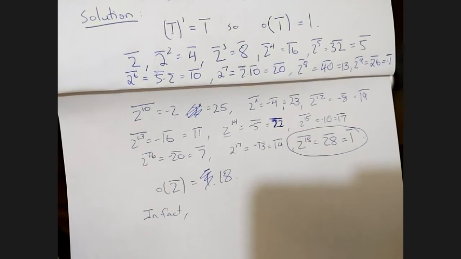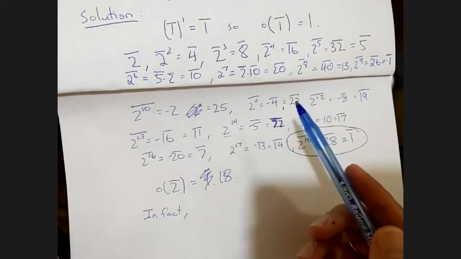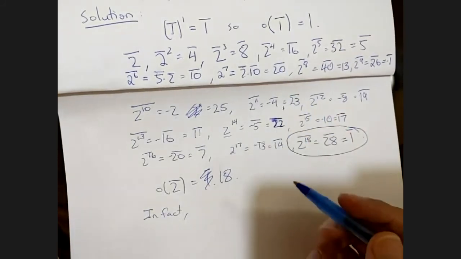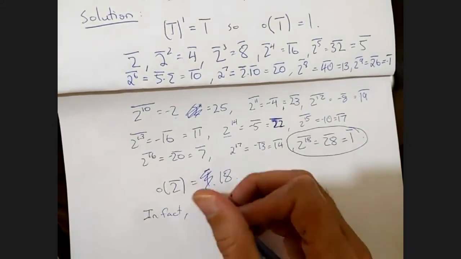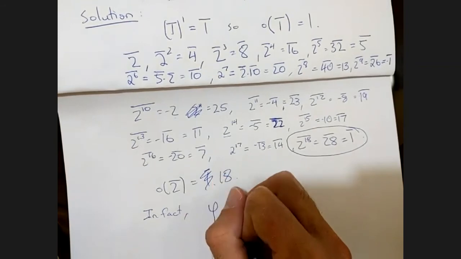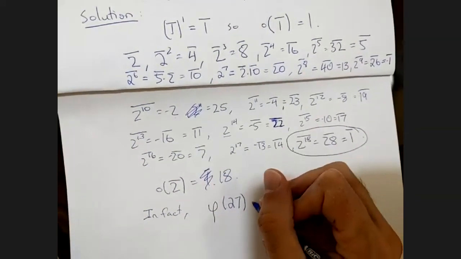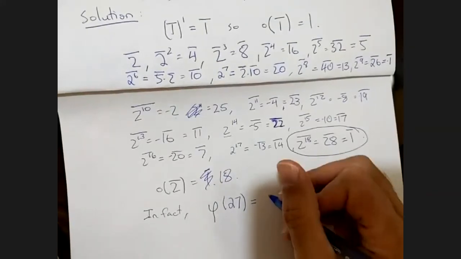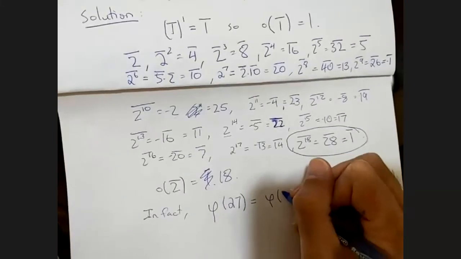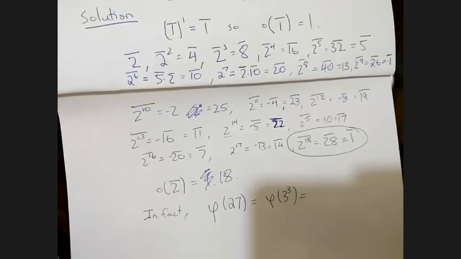Okay. So what I wanted to mention was that this group that we're working with, Z mod 27Z cross, is a group with 18 elements. If we compute phi of 27, this is our Euler phi function, that's just phi of 3 cubed. Our formula for phi.